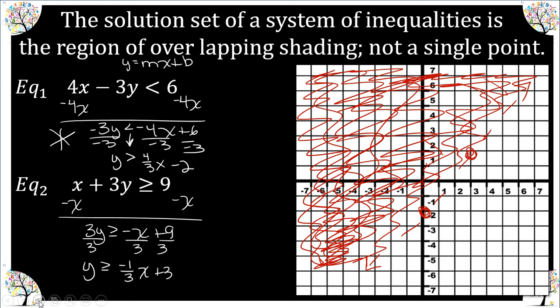Okay, our second one, we're going to start at 0, 3, and our slope is down 1 and right 1, 2, 3. And then it is included, we have the equal sign, so it is a closed line. And y is greater, so we shade above this line.